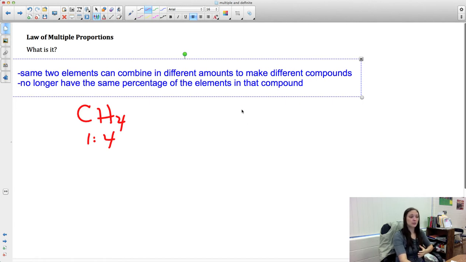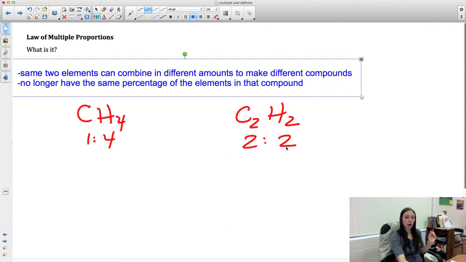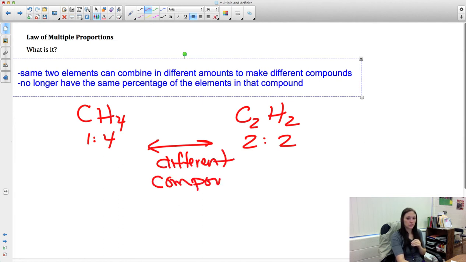For example, I said CH4 earlier, 1 carbon to 4 hydrogens. Well, carbon and hydrogen can make many combinations together. You could have C2H2, which is 2 carbons for every 2 hydrogens. So notice how I have the same 2 elements, carbon and hydrogen, in different proportions. But that means that these 2 compounds are different. They are not the same thing. This law is what makes it possible to have many, many different compounds with the same combinations of elements.